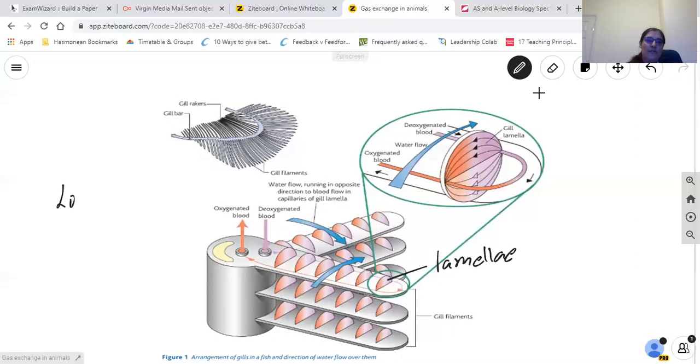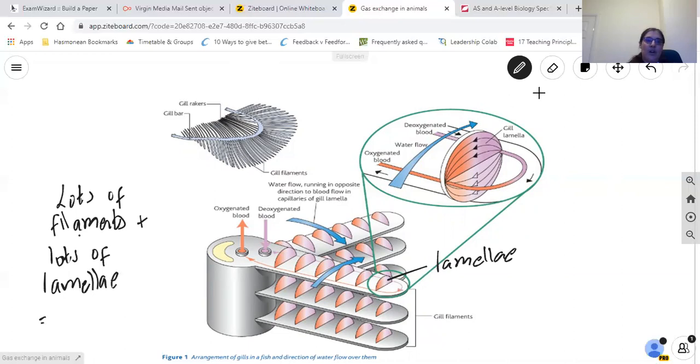So by having lots of filaments plus lots of lamellae, we have a large surface area. And across these lamellae, if you look at them, you have the blood flow. Okay, so you've got the deoxygenated blood coming in, it's then flowing across the surface like this and becoming oxygenated. So they have a good blood supply.